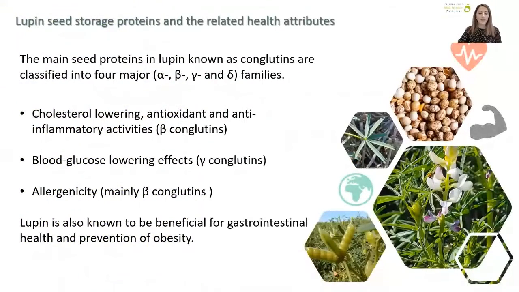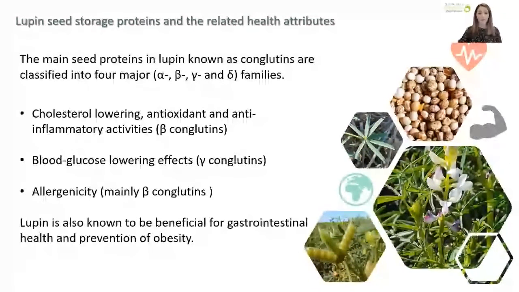Lupin is a legume and it's a promising source of plant-based protein and fiber. The main proteins in lupin seeds are the conglutins, which are classified into 4 major groups, the alpha, beta, gamma, and delta conglutin families. Many nutritional and pharmaceutical properties are reported from these proteins.